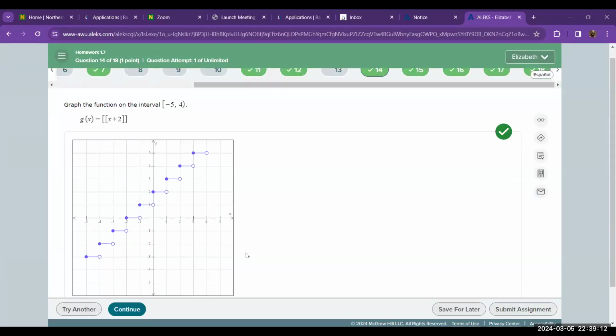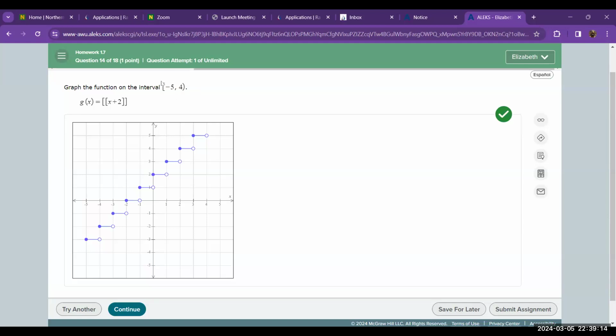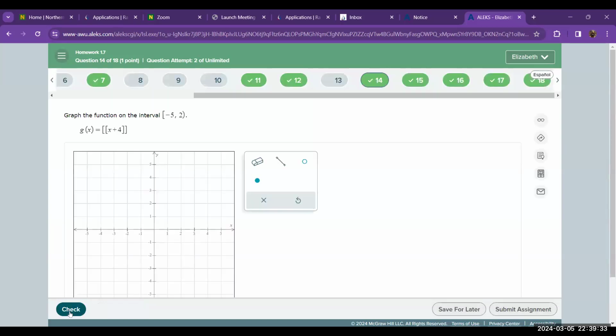So you have to be careful because they're going to give you a range or a domain to put it on. So they only wanted me to graph this from where x is -5 to where x is 4. And this time there was something going on in there where when I plugged in each x, I had to add 2 before I did that rounding down. So let's just try another one.